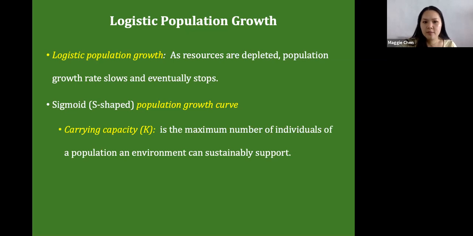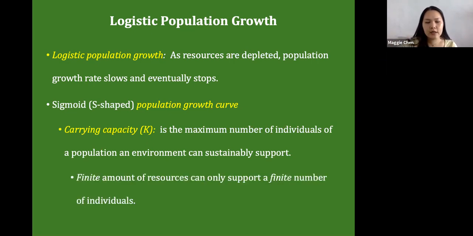More specifically, carrying capacity is the maximum number of individuals a population can sustain, or an environment can sustainably support. So at that line on our graph, our K, our carrying capacity, this relies on the fact that there is a finite amount of resources in a system that can only support a finite number of individuals. So now we know that there are not unlimited resources, and there's only so much that our population or our species can grow up to.